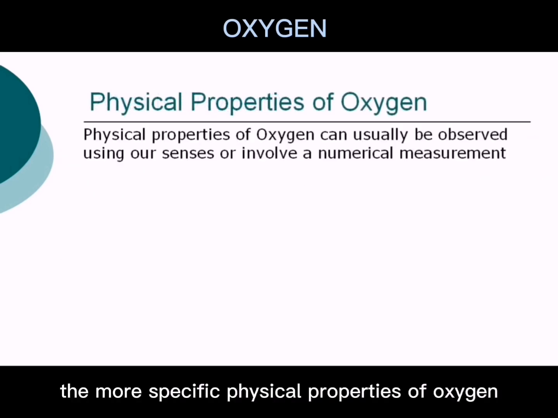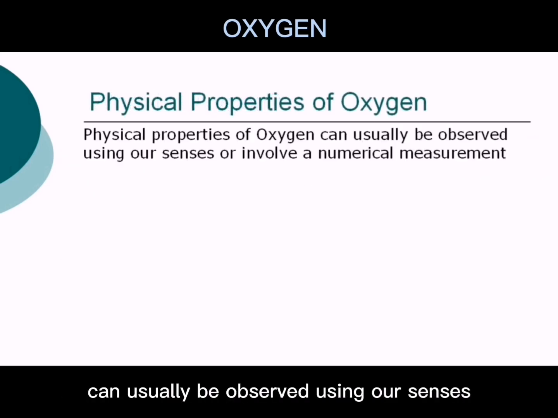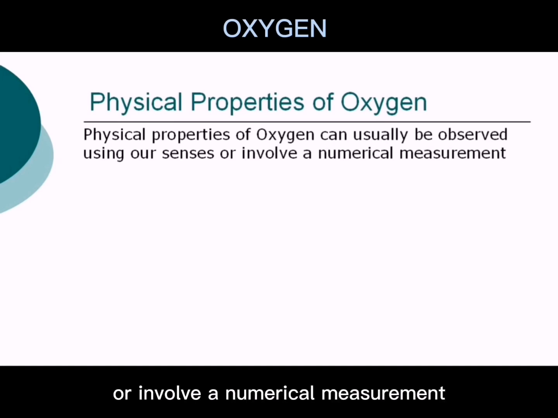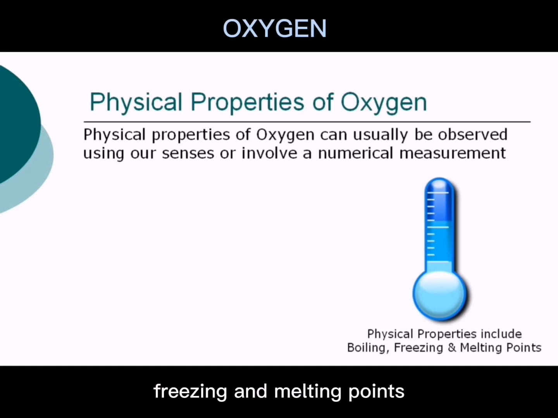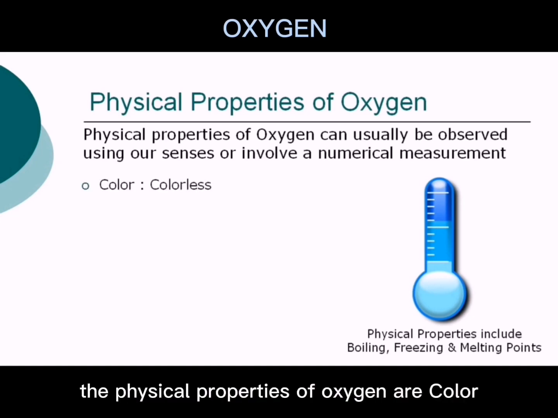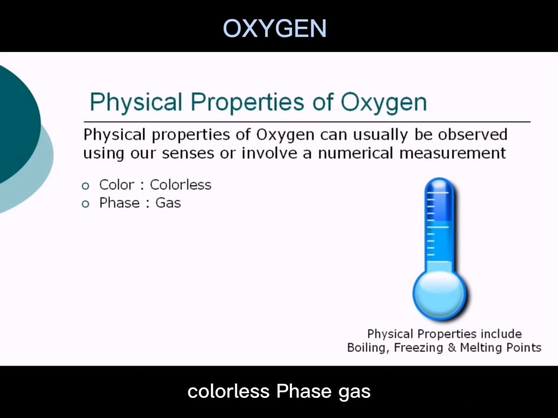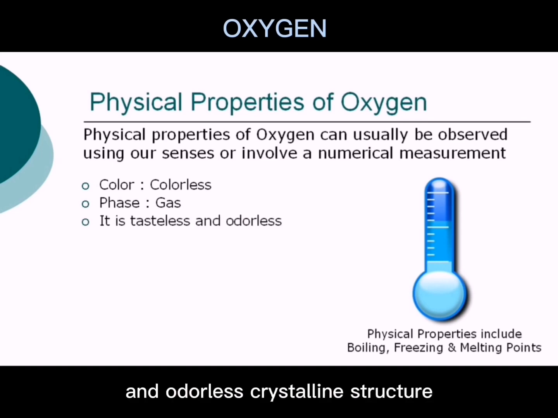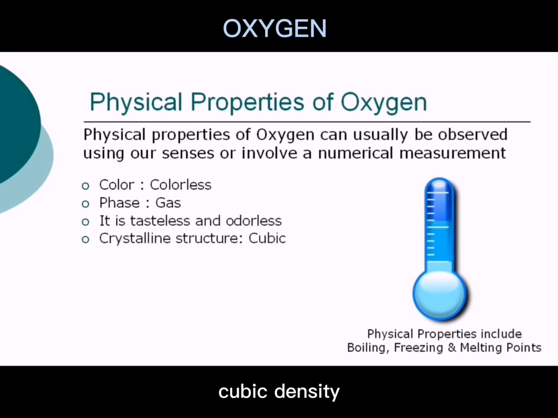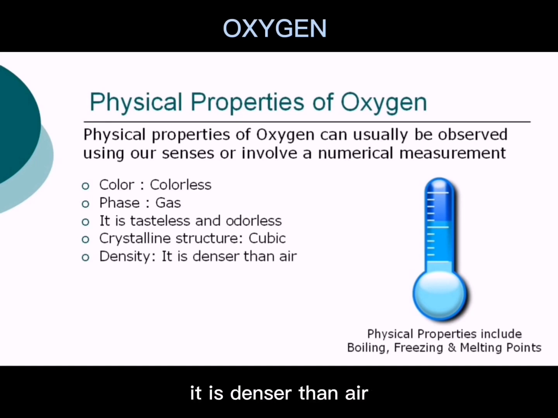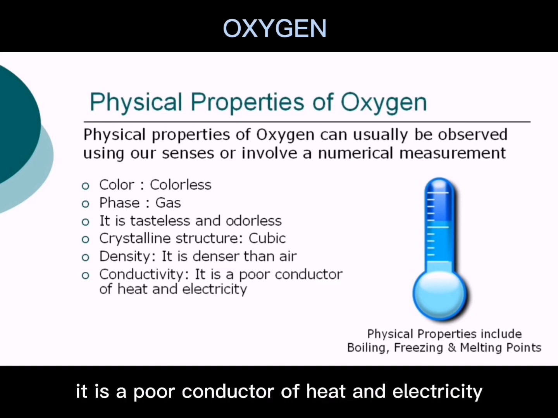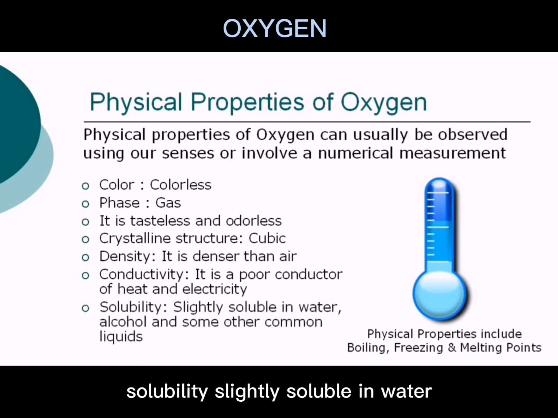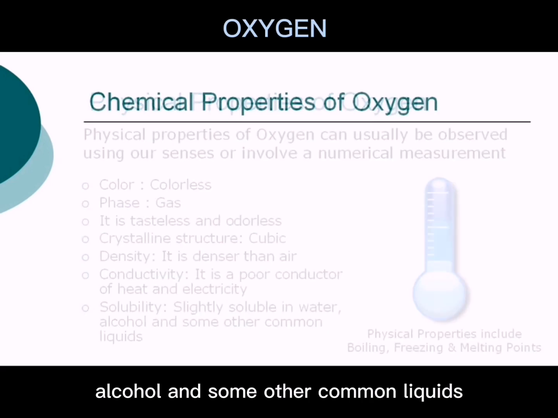The more specific physical properties of oxygen can usually be observed using your senses or involve a numerical measurement such as determining its boiling, freezing, and melting points. The physical properties of oxygen are: color, colorless; phase, gas; it is tasteless and odorless; crystalline structure, cubic; density, it is denser than air; conductivity, it is a poor conductor of heat and electricity; solubility, it is slightly soluble in water, alcohol, and some other common liquids.